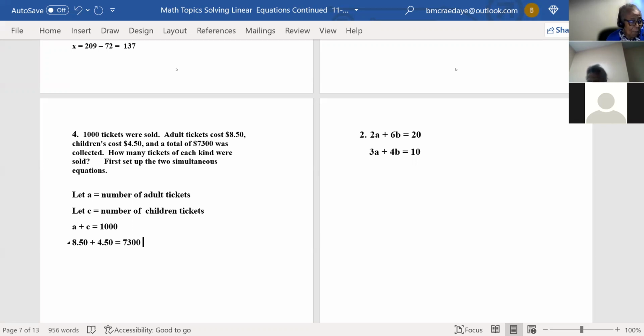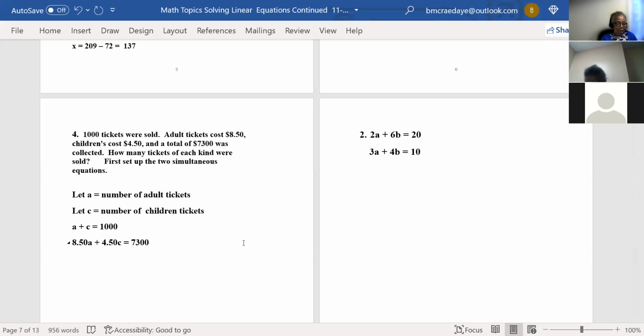So if your number of adult tickets was A, this will be 850 multiplied by A, and 450 multiplied by C. In other words, it's the number of tickets sold times the price of one ticket. So 850 plus 450 does not equal 7,300, but 850 multiplied by the number of adult tickets plus 450 multiplied by the number of children's tickets is equal to 7,300. Okay, so those are your two equations.